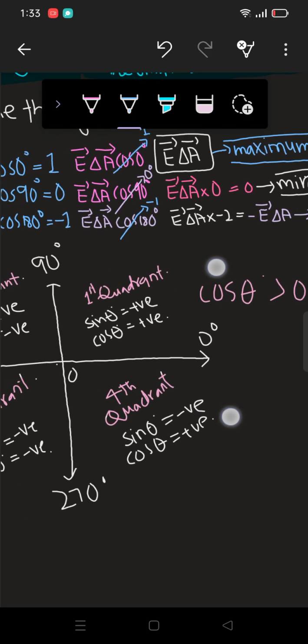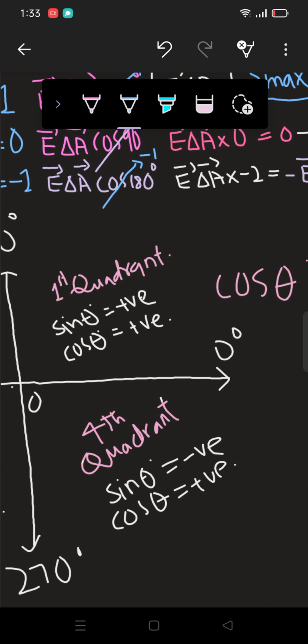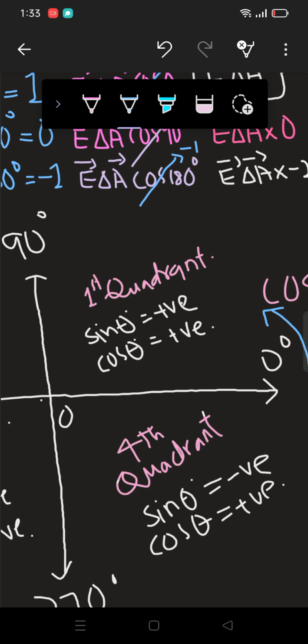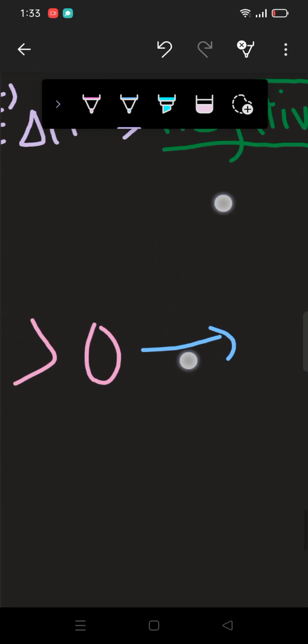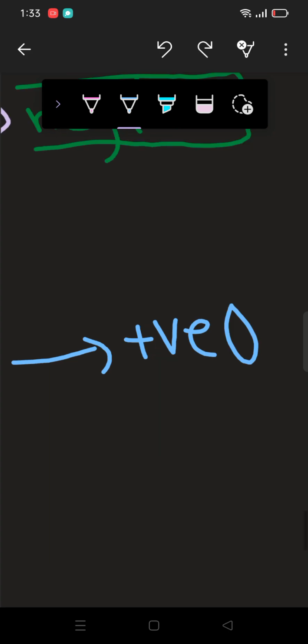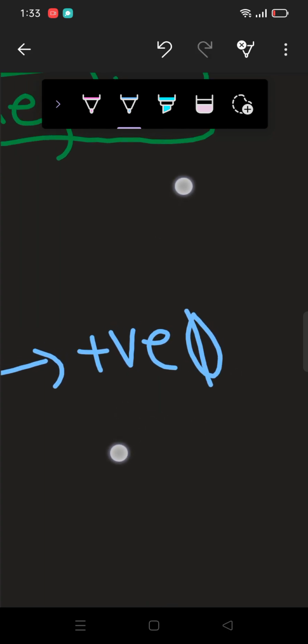Let's see this. Now see, greater than 0, which means we're gonna start moving from here. Alright, and we know that here in the first quadrant cos is positive, which means we're gonna have the positive value of the electric flux as well. So the flux here will be positive. Wait, this is phi. So here the flux will be positive.